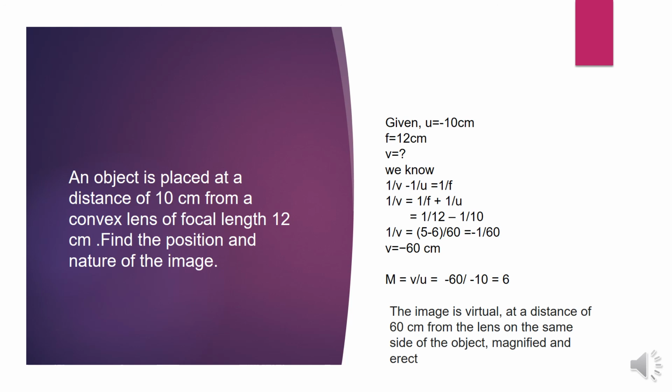So what does it mean? Again, it is a virtual image. And then from the magnification formula, we are getting 6. Since it is greater than 1, it is a magnified image. And plus 6 means it is an erect image.